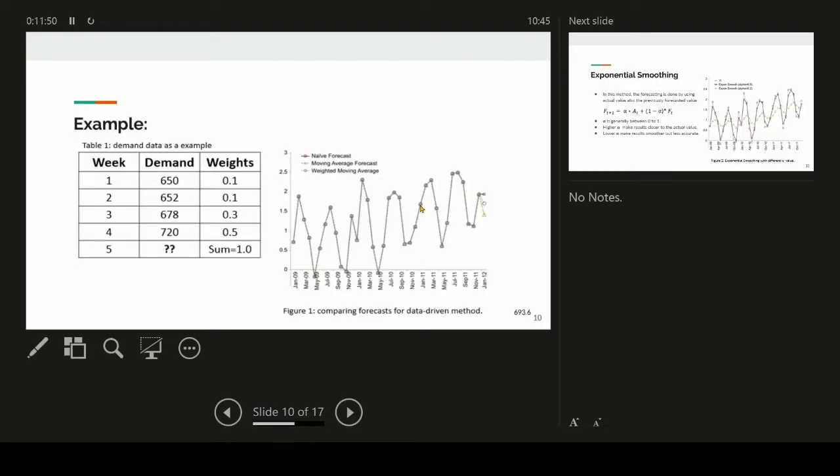Can you give an example of weighted moving average? Can you give an example of this weighted average? Yes, sir. I have explained the weighted average example here. So my weightage is here.